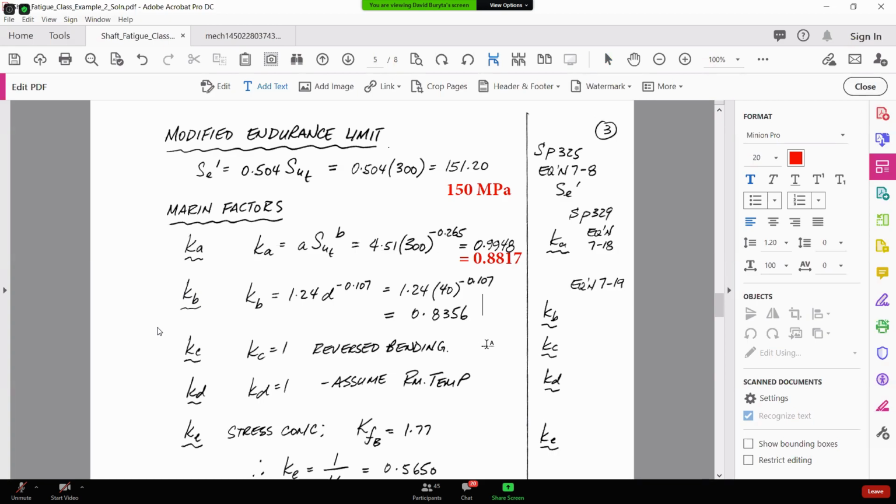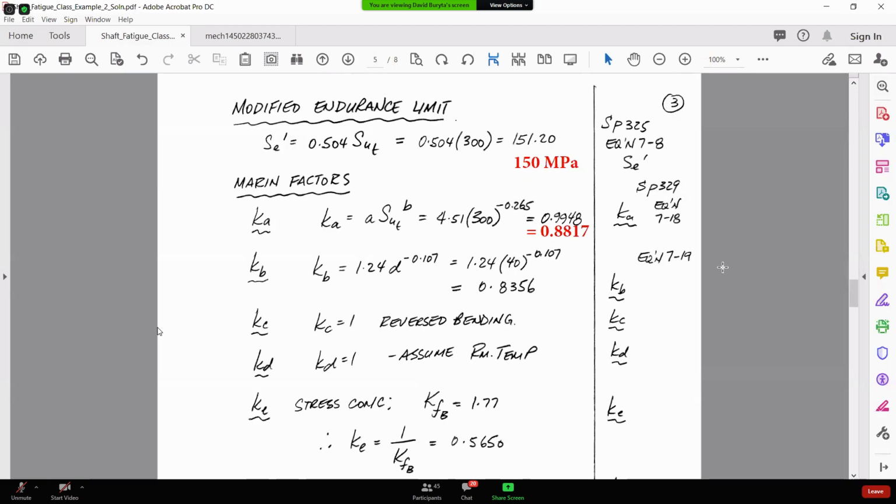Now, the type of loading that we have is reverse bending, right? We don't have reverse torsion or reverse axial, right? So for reverse bending, Kc is equal to 1. It doesn't tell us anything about temperature, so we assume that's 1, right?